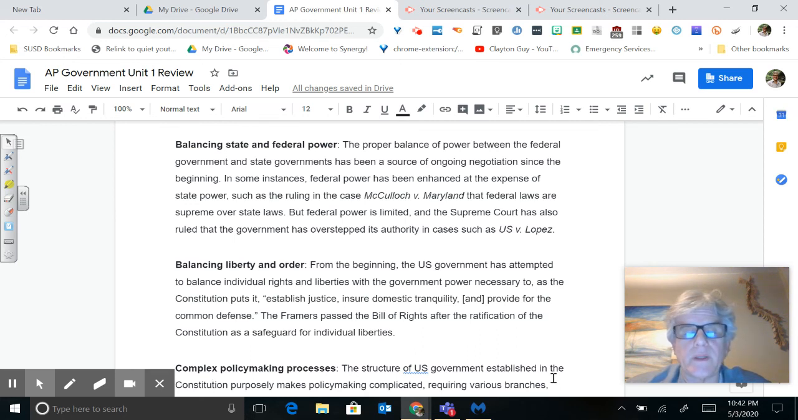So we look at the Second Amendment, the right to bear arms versus the right to be safe and not to be killed. We look at the right to be secure in our home, plus the right to actually get the criminals. We're looking today at the right to be healthy, to be safe from a disease versus the right to go out and to move and to have basically commerce. So we're balancing liberty and order.